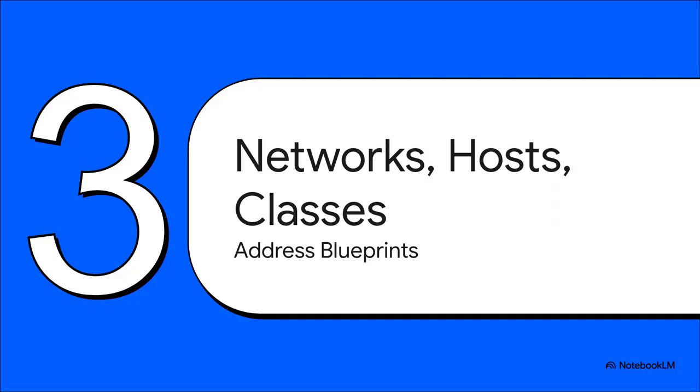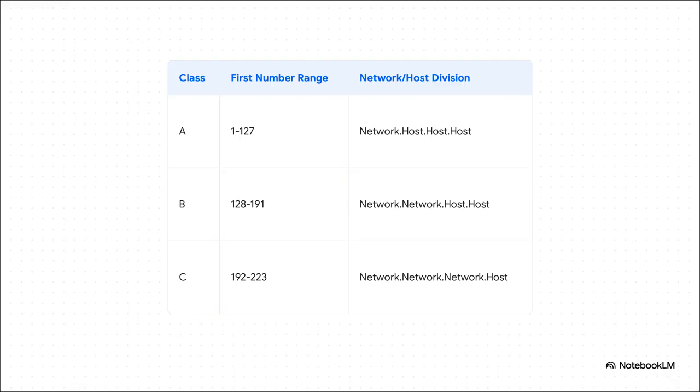Okay, now that we can speak the language, let's take a look at the original blueprints for how these IP addresses were designed. We're talking about the different address classes. So the folks who first designed the internet, they came up with 3 main classes, A, B, and C. And each one just splits the network part and the host part differently. Class A uses just the first number for the network, leaving the other 3 for hosts, perfect for a tiny number of gigantic networks. Class B splits it right down the middle, 2 and 2. And Class C uses the first 3 numbers for the network, leaving only 1 for hosts, which is perfect for having millions of little networks.